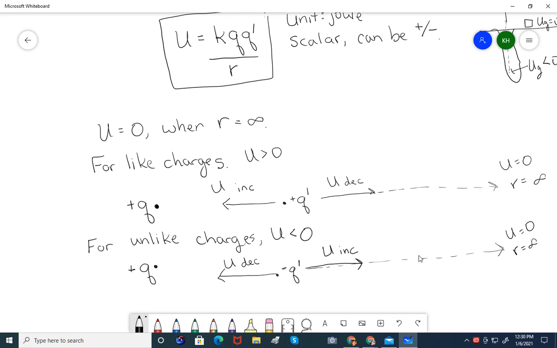The natural motion of the particle is towards the positive. As it moves closer, it's going to gain kinetic energy. Remember, the force is in this direction. So it will gain kinetic energy, and it will lose potential energy. So we'll get a larger and larger negative quantity. Unlike charges, the potential energy will always be negative.